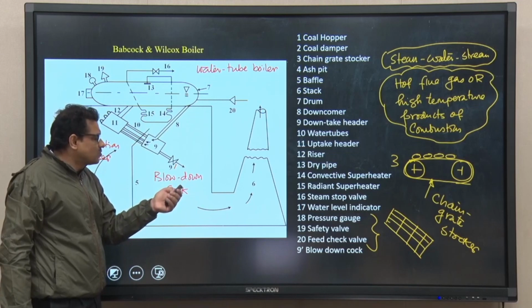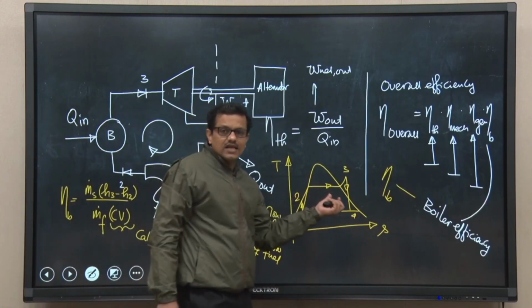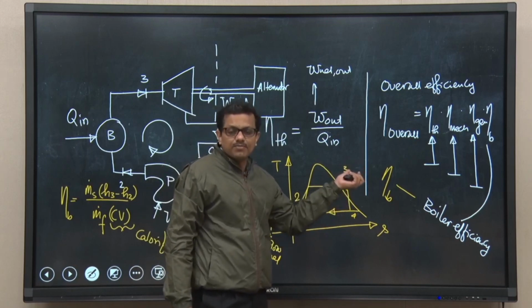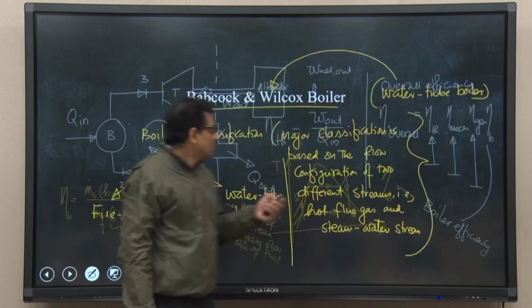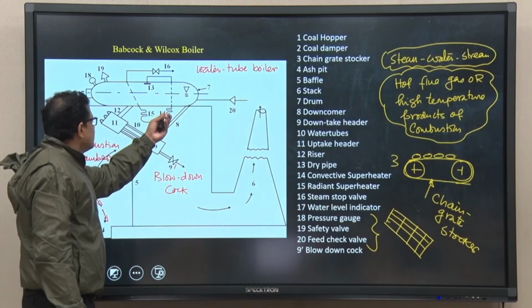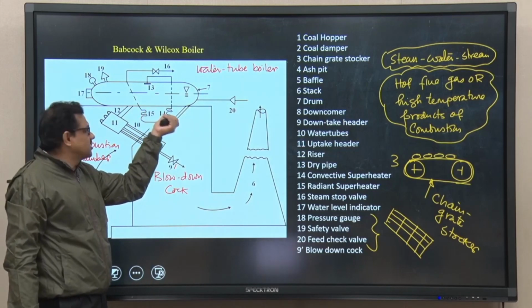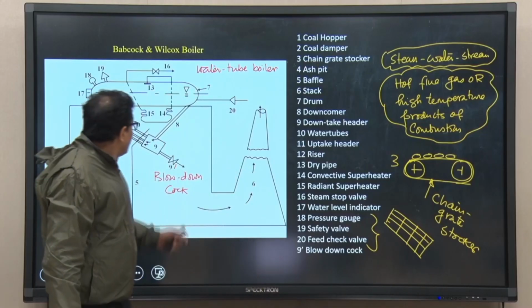The purpose of these 2 superheaters, if we go back, see in this TS diagram we have tried to modify, that is steam is superheated beyond the saturated line up to 3. So, if we need to superheat, steam should be allowed to this convective superheater and radiant superheater, that is 14 and 15. These 2 superheaters are connected in series, that I will discuss later.